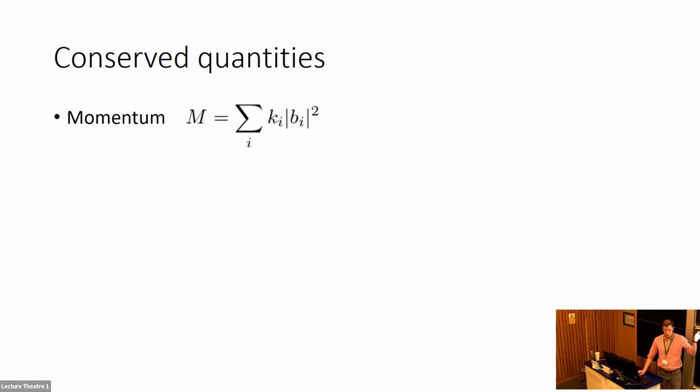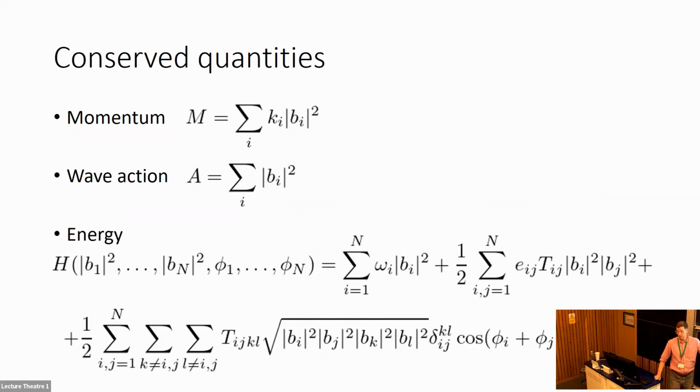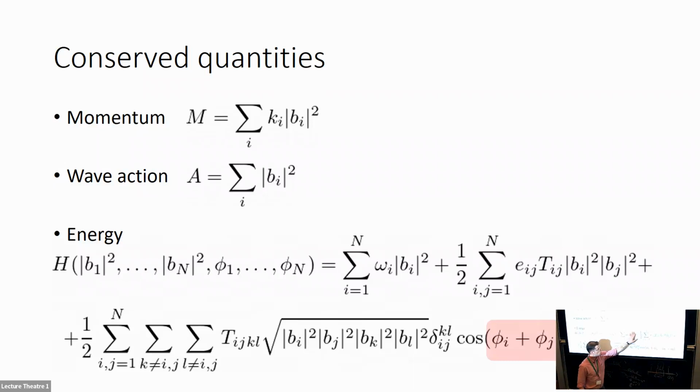So we've got momentum, which is conserved. Here it's k_i times the modulus of the amplitude squared. Wave action is conserved. And of course, we've got the energy as well, the Hamiltonian. The first two don't involve the phases at all. And this gives you an indication that maybe you should try rewriting the Hamiltonian in action-angle variables, so that you pick apart the magnitude squared and the phases themselves. And then actually something interesting pops out, really evidently, which is that these are all of the trivial resonances here, Stokes and bichromatic waves.